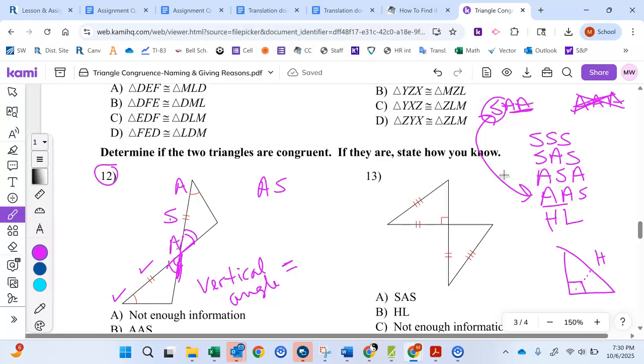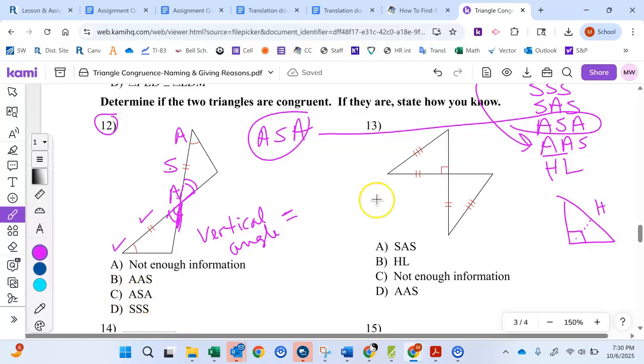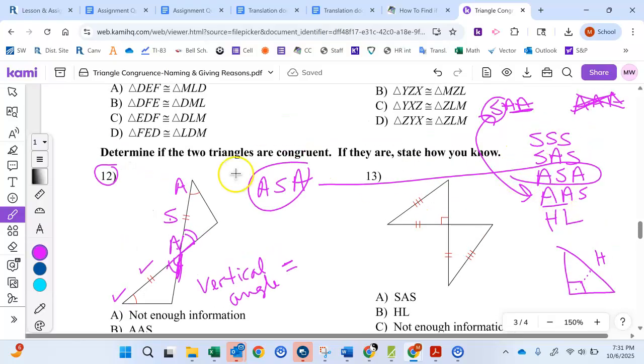So angle, side, angle, angle, side, angle. Is that one of them? Yes, it is. Angle, side, angle. There we go. Excellent. So that's how you do number 12. Remember, write those down so you have them. It's also good for the next group.